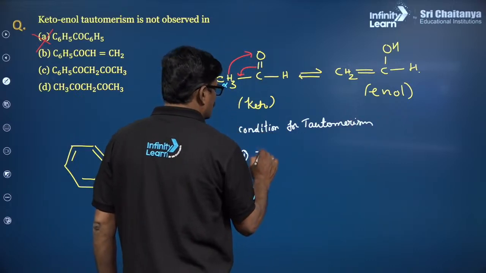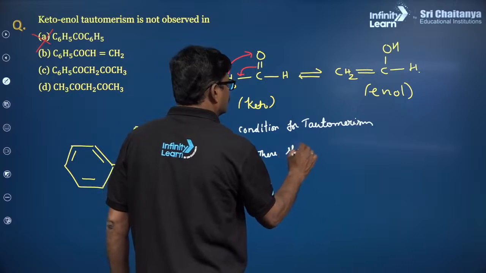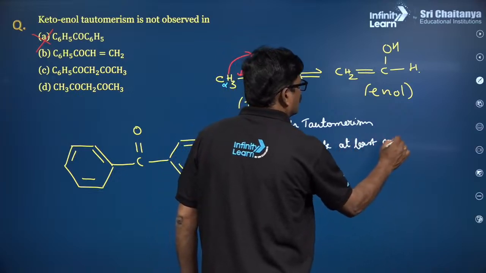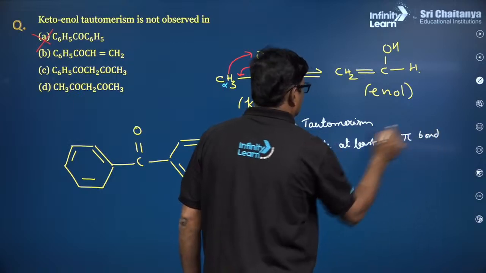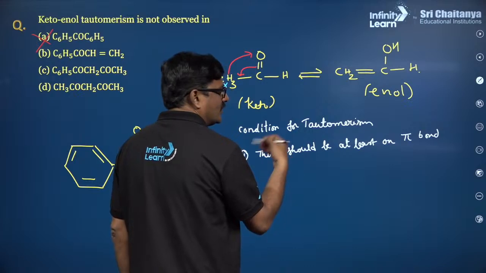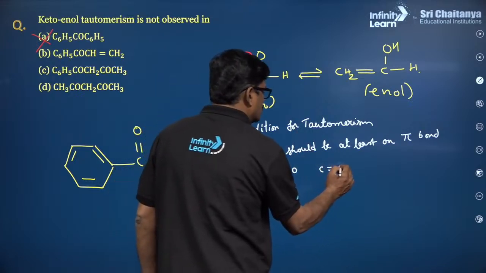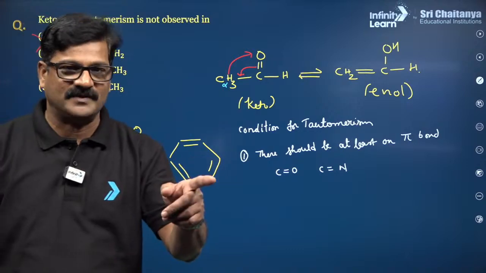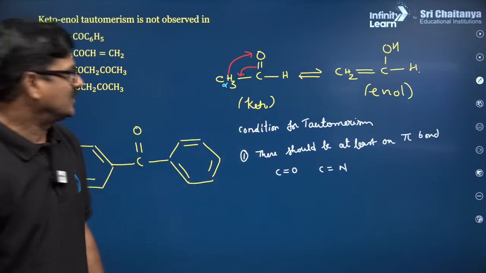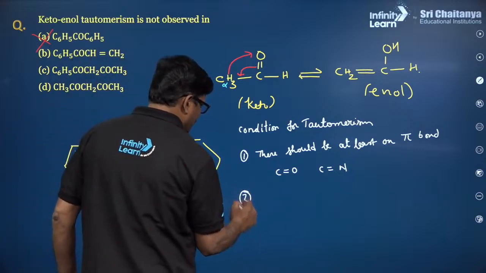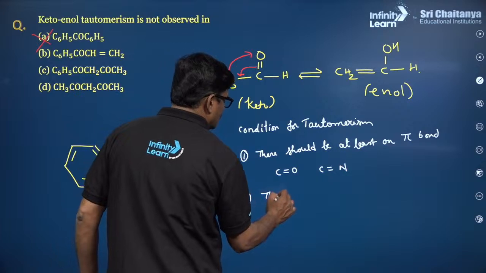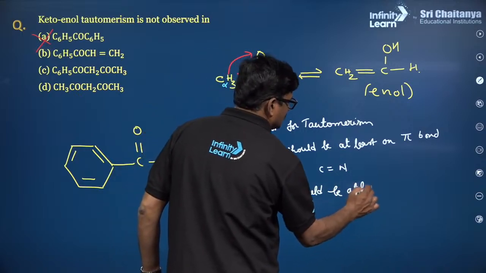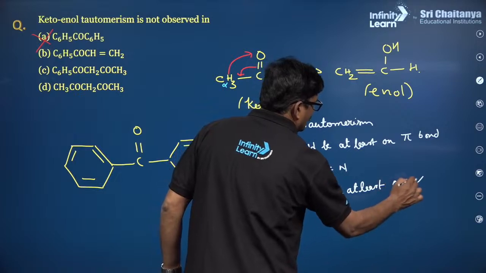First condition, there should be at least one pi bond between carbon and oxygen or carbon and nitrogen, whatsoever it may be, right? Tautomerism is a special type of interchangeable functional group isomerism. And the second one is there should be at least one alpha hydrogen atom.